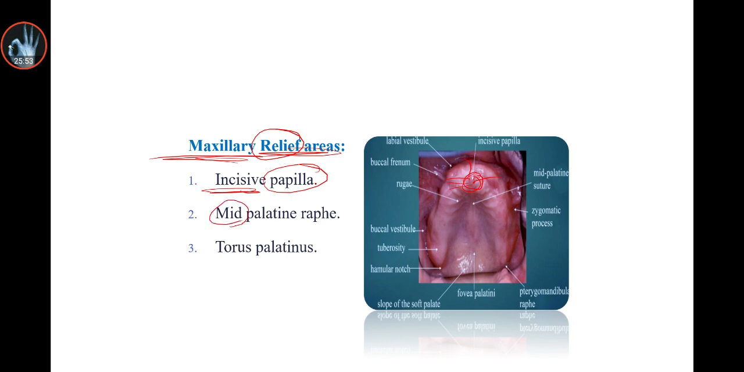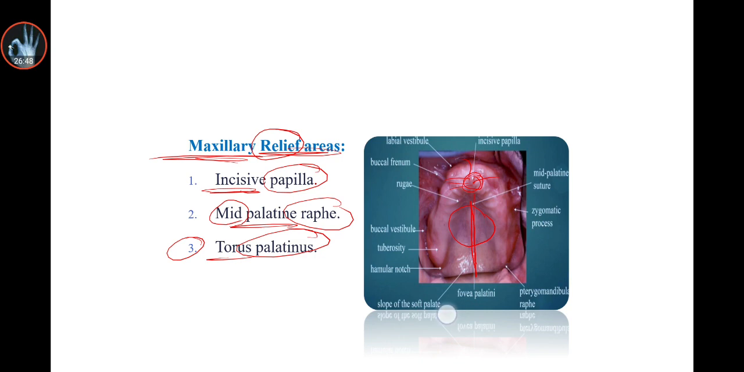We have something called the median palatine raphe. The median palatine raphe is a prominent bone here, where the two palatine shelves fuse together. يعني during development the hard palate هو عبارة عن two palatine shelves يتجمعوا مع بعض. فالميديم palatine raphe هو مكان التقاء هذا العظمتين. عندنا something called torus palatinus, وعادة تكون زيادة عظمية موجودة في الهارد بالت، يعني زيادة عظمية طالعة.